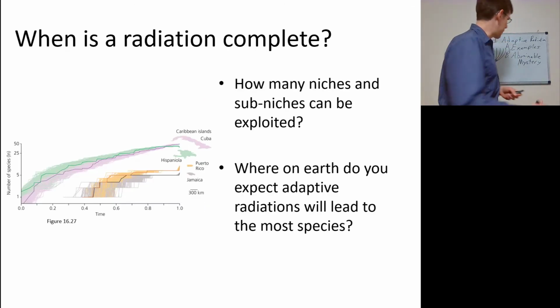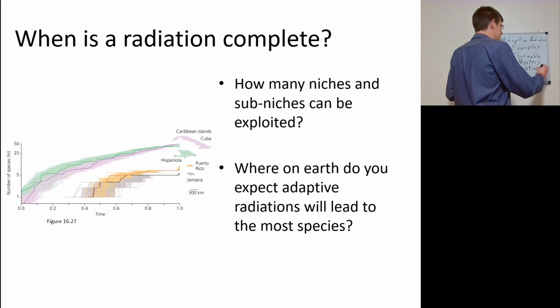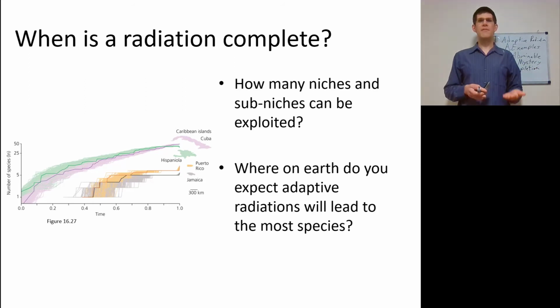When is it complete? What we see with adaptive radiations is that eventually all the sub-niches of the new niche are going to be filled. So here we have anoles on the islands of Cuba, Hispaniola, Puerto Rico, and Jamaica. The number of new species goes up really quickly as they have colonized these islands. They now have a new environment, a new anole environment.